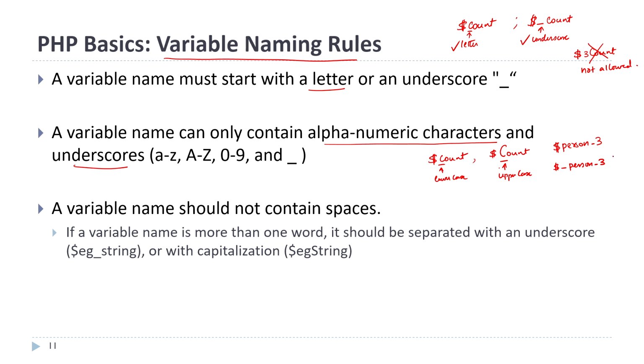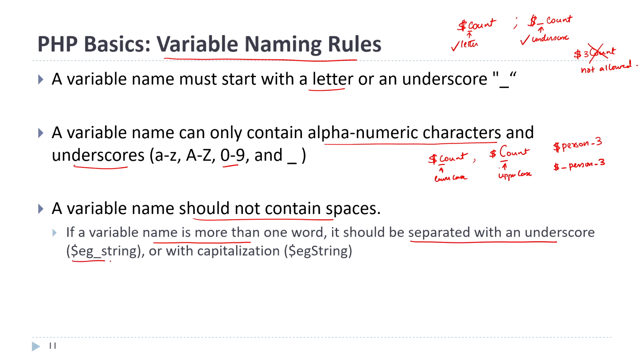$_person_3, that's possible. So, these both are okay. The numeric value 0 to 9 can only come after the first character, the starting character, letter or an underscore. Then the third part is a variable name should not contain spaces, cannot put spaces in between. That is a no when it comes to a variable name.